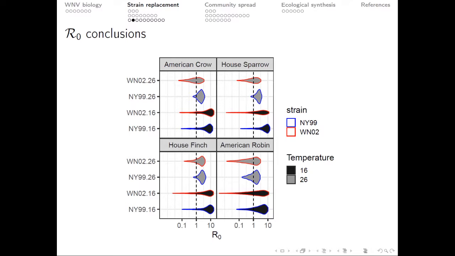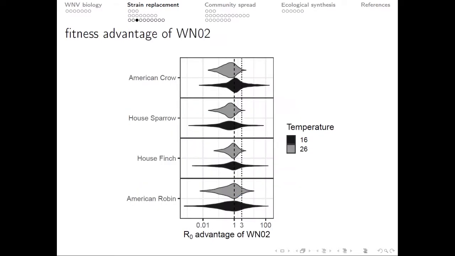We have these two strains at two different temperatures, and the main take-home from this is that there's not a lot of difference between these two strains. The distribution of R-naught for WN02 at 16 degrees in the American crow is not very different from the estimated distribution of R-naught at 16 degrees for New York 99 in the American crow.